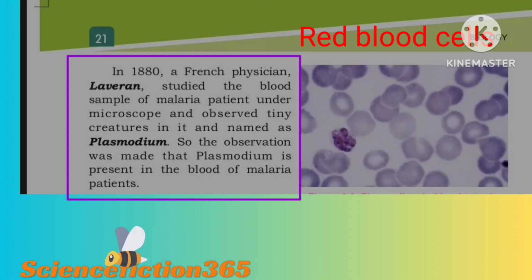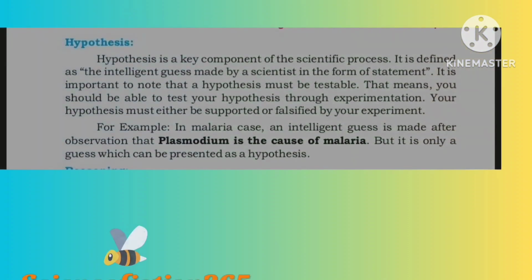Let's study an example. In 1880, a French physician, Laveran, studied the blood sample of a patient under a microscope and used both qualitative observation as well as quantitative observation. He observed some tiny creatures in blood and named them Plasmodium. So he said Plasmodium is present in the blood of a malarial patient.